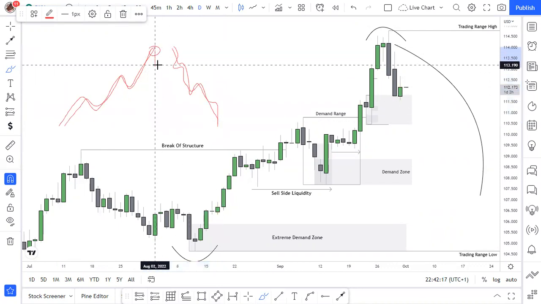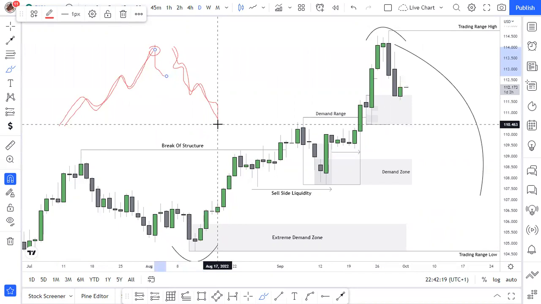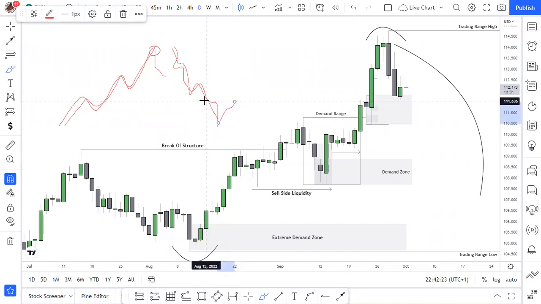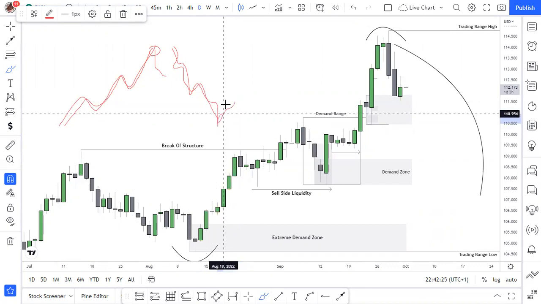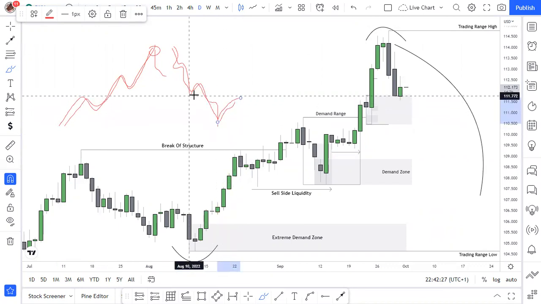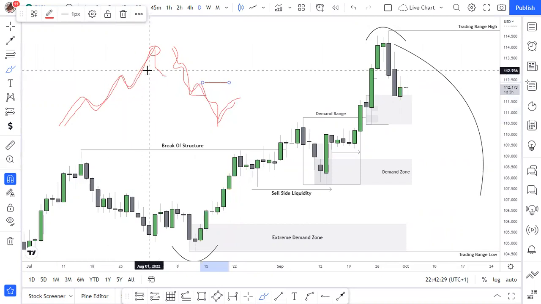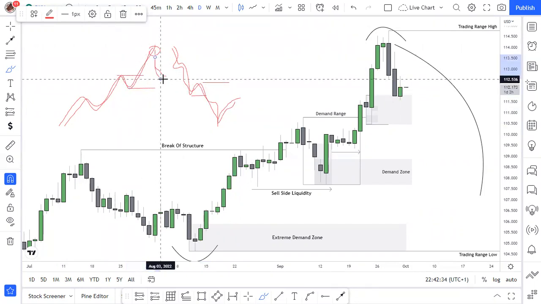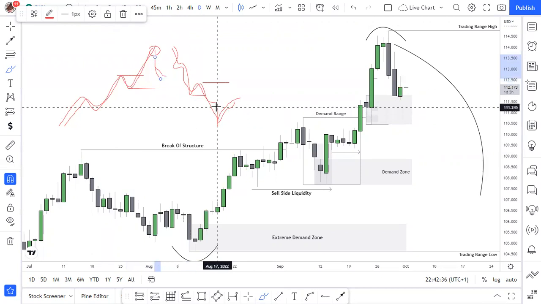And since we are expecting the dollar index to pull back, we want to see Euro USD and Pound USD pull back up to maybe a supply zone, while the dollar index pulls back down to a demand zone. So that's how we try to combine them.